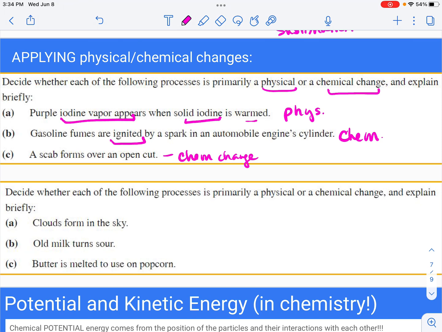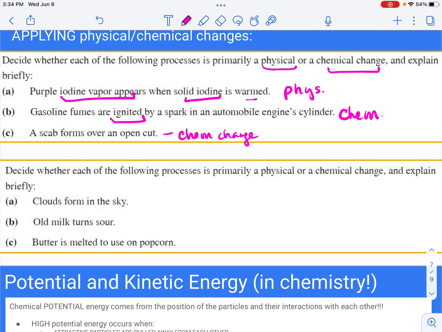But I'm feeling like those blood cells are also changing. The chemicals that are there are also changing to help form that scab. Okay, now we want to know if this is a physical or a chemical change again.